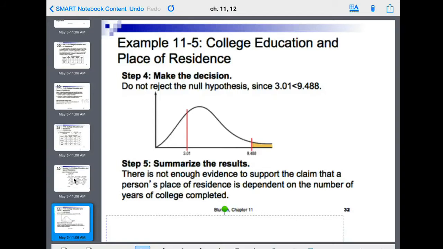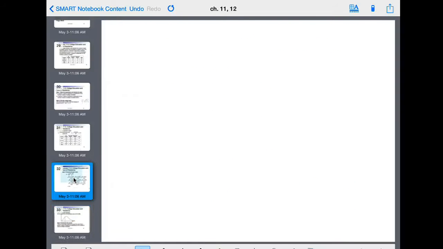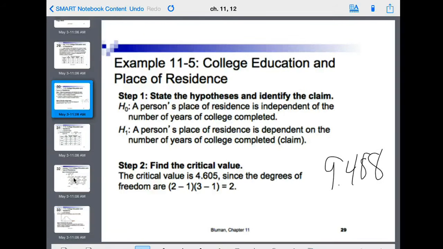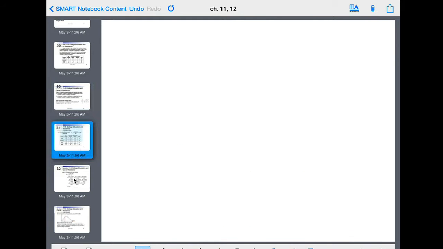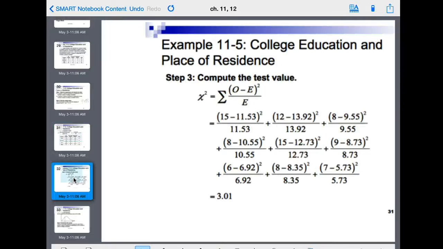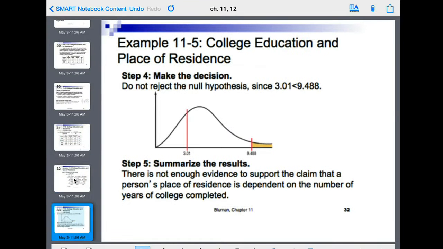Now, if I go back, since there's not enough evidence to support the claim, let's look at the hypothesis again. The claim was the person's residence is dependent on the number of years of college. So we did not reject, so it's independent. We're assuming that there's no relationship between the two. There's not enough evidence to support the claim that the person's place of residency is dependent on the number of years of college completed.